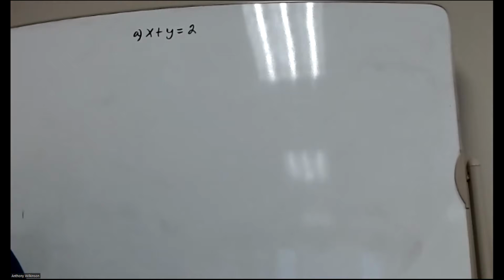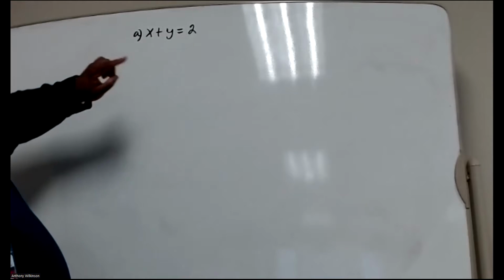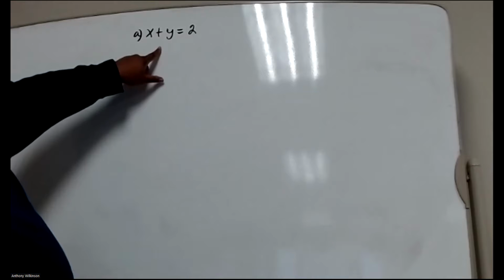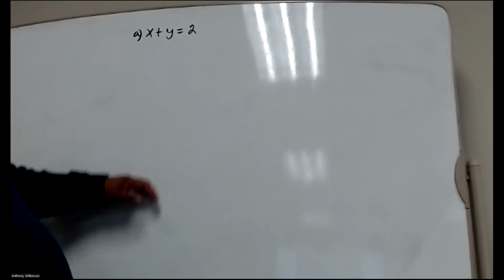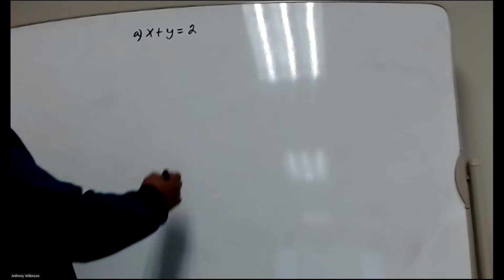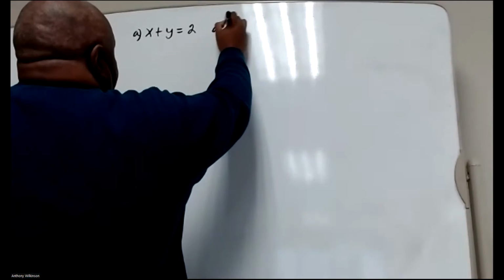I might need to give you a little hint on this one. If you look at this y, what's the exponent for y? If your y is to an odd power, like y to the first, or y to the third, or y to the fifth, that tells you you have a function. So this one, x plus y is equal to 2, is a function.